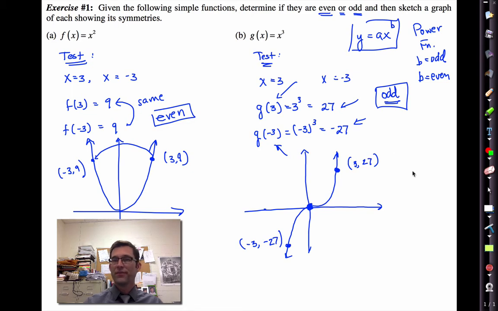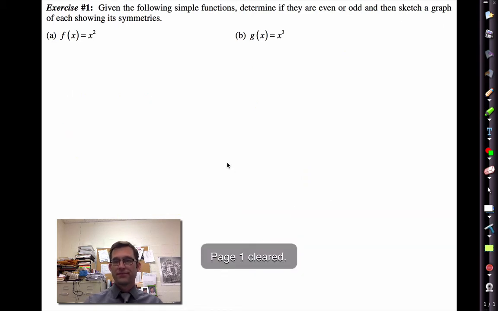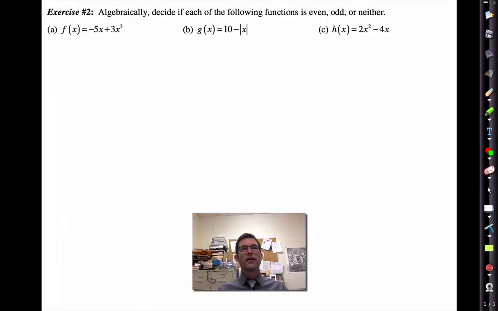All right, here we go. Okay, exercise 2. Algebraically decide if each of the following functions is even, odd, or neither. And actually, let's just decide. Let's not worry about that algebraically. We're going to come back to an algebraic approach later. But let's just decide. And what I'd like you to do is pause the video now and test each one of these functions with opposite inputs. I would suggest keeping the numbers small, and that will give you a good sense for whether the function is even, odd, or neither.